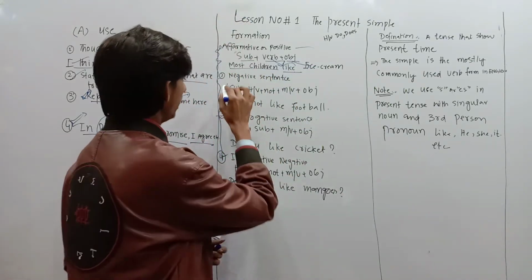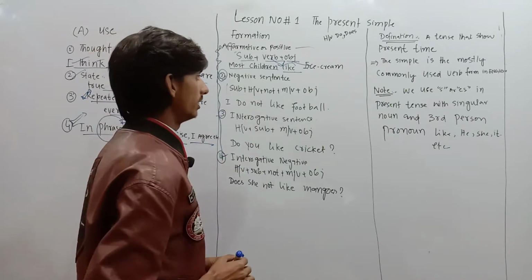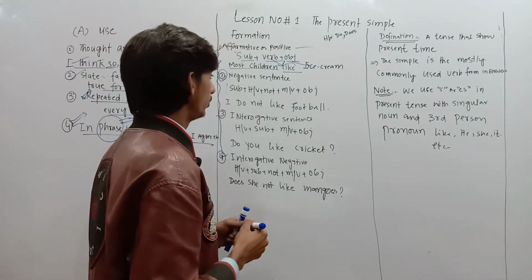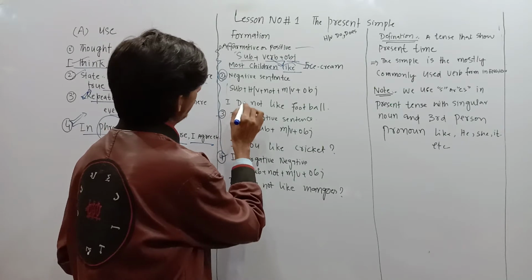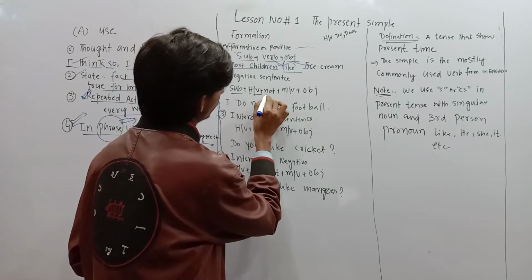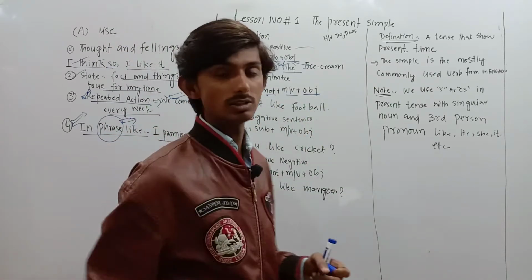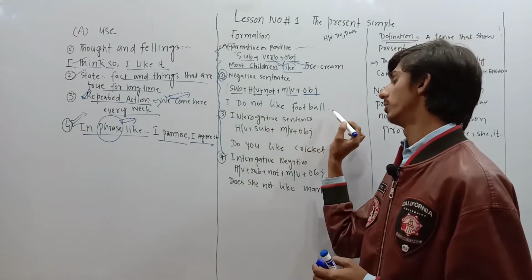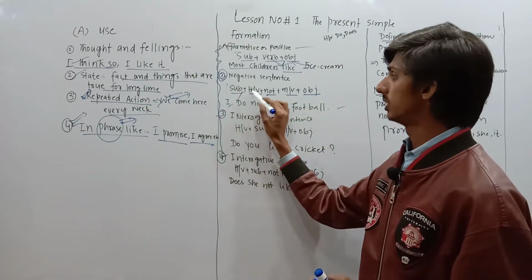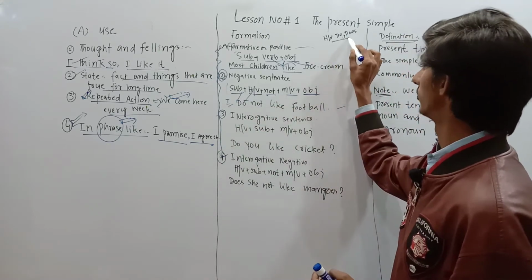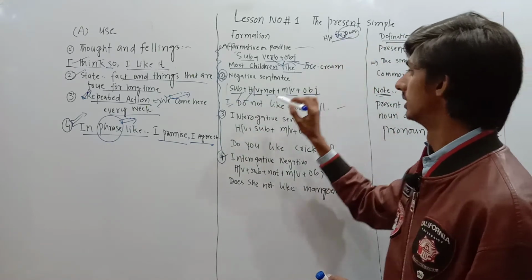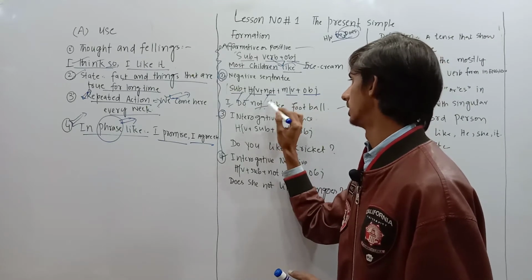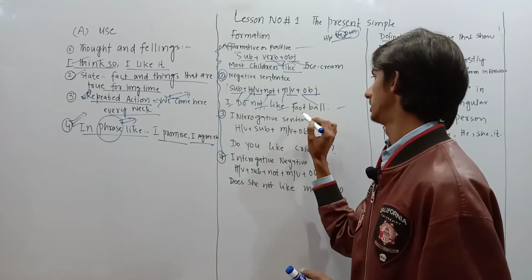Number two is negative. Negative sentences are those in which we say no. And this is the formation: subject, helping verb, not, plus main verb, plus object. So, I don't like football. Here I is the subject, the helping verb for the present is do or does. So do not, like is the main verb, football is the object.